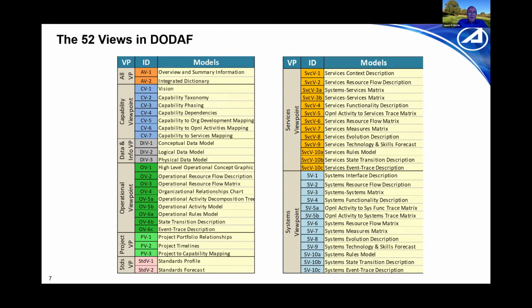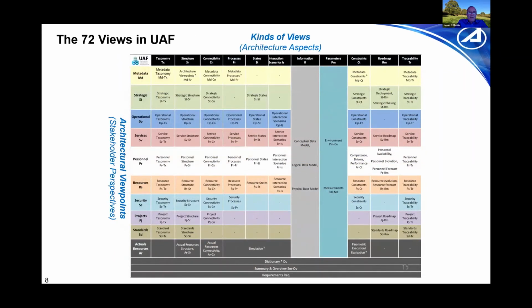So if you're familiar with DODAF, there were 52 views in DODAF organized by those viewpoints. And now in UAF, we have 72 views. So where do the additional 20 views come from? Well, we have a number of views that are new. For example, the security views here, those are new. The personnel views are new.